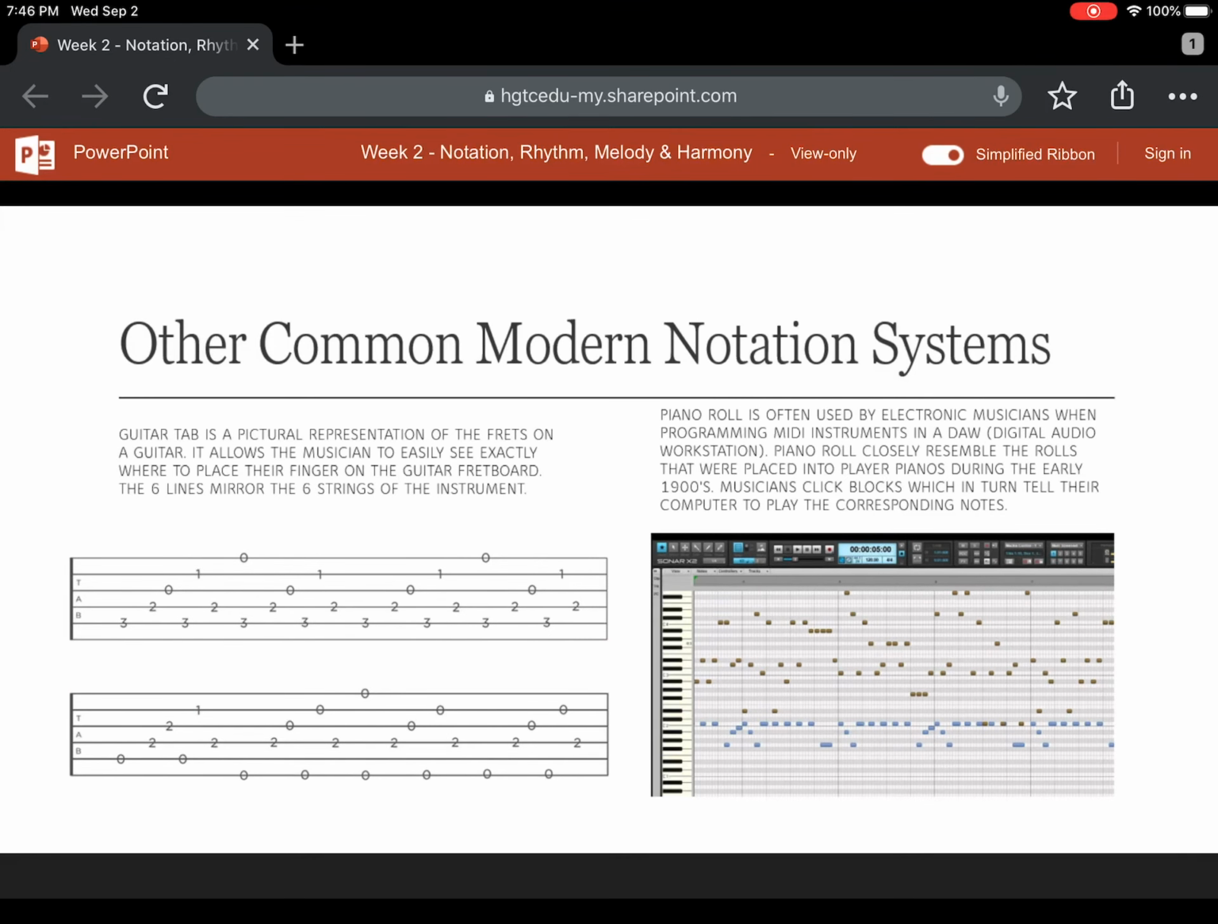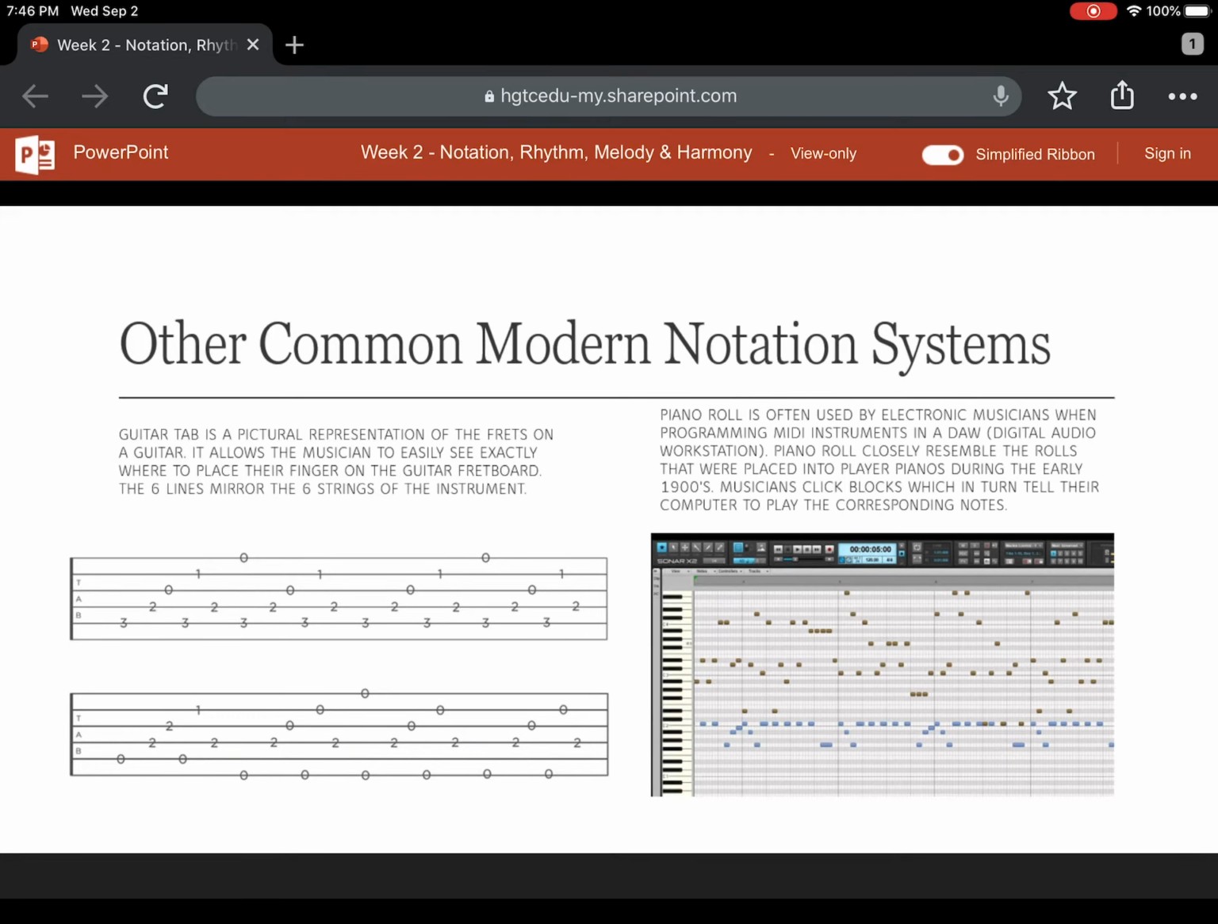Other common modern notation systems, if you're a guitar player, I know that I taught myself to play guitar when I was a teenager using Guitar Tab, which is very popular. Guitar Tab on the left here is a pictorial representation of the frets on a guitar. And so I can see the strings that are laid out from left to right. It kind of looks a little bit deceivingly like a normal staff, but these represent the strings from the low E to the high E on a guitar.